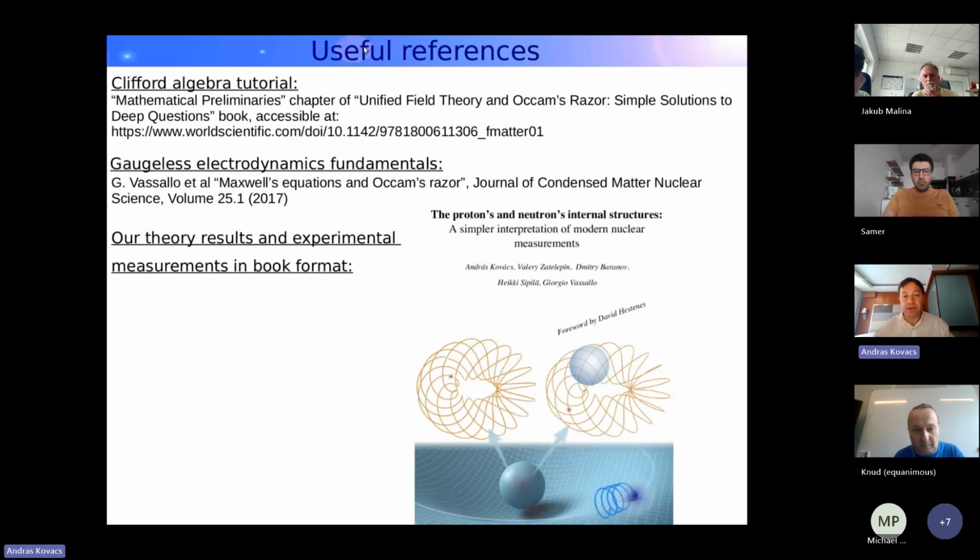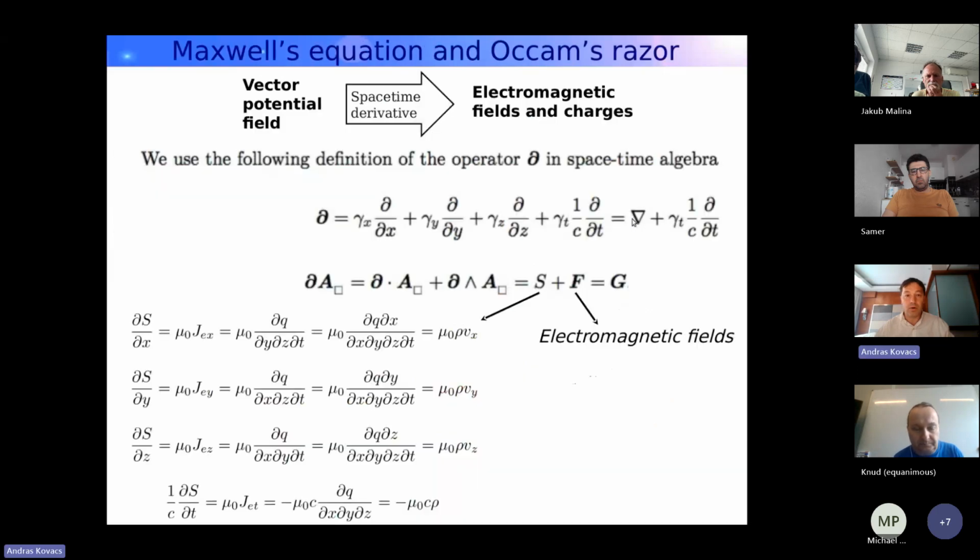So on this second slide are those three references I listed. First, the link for the Clifford algebra tutorial, then the article of Giorgio Vassallo, Maxwell's equations and Occam's razor, and thirdly, our book titled Protons and Neutrons, Internal Structures. Okay, so let's then go on to the topic of gaugeless electromagnetism.